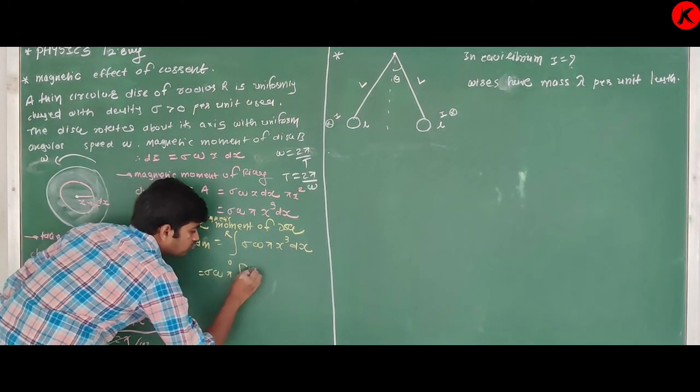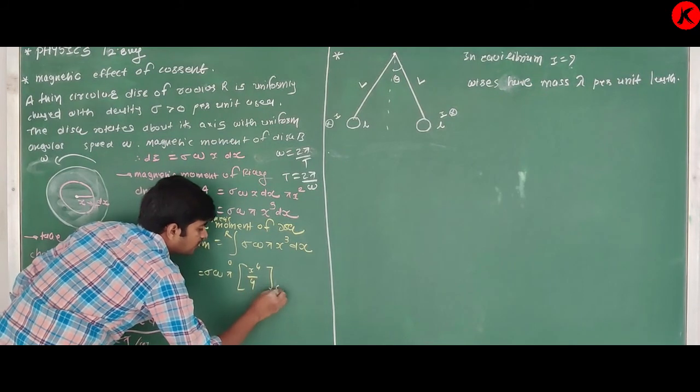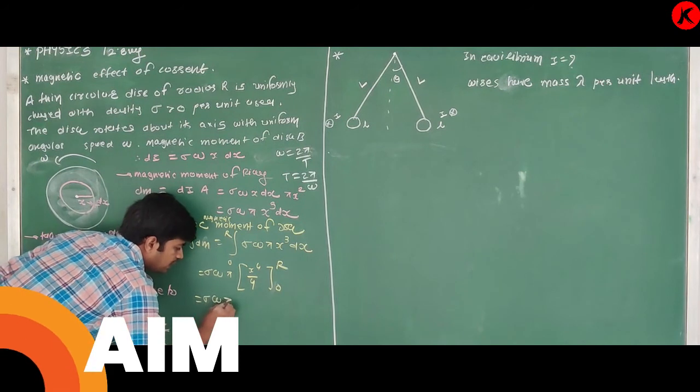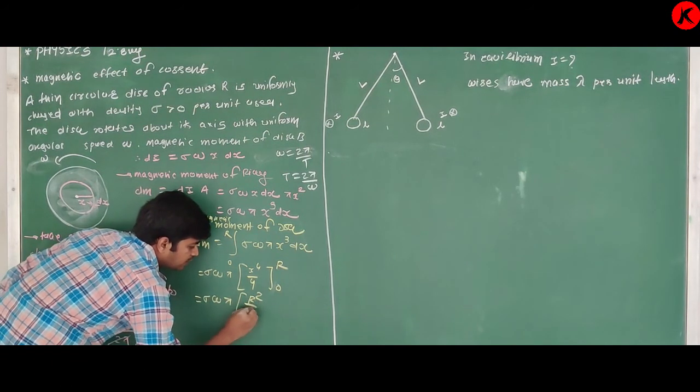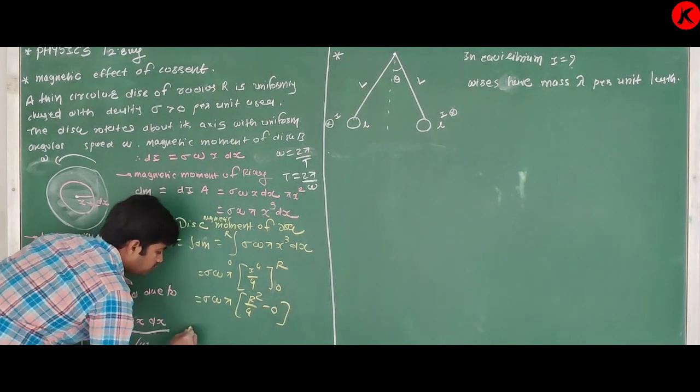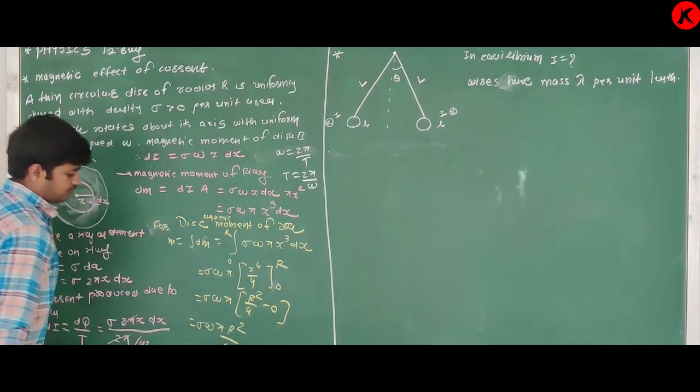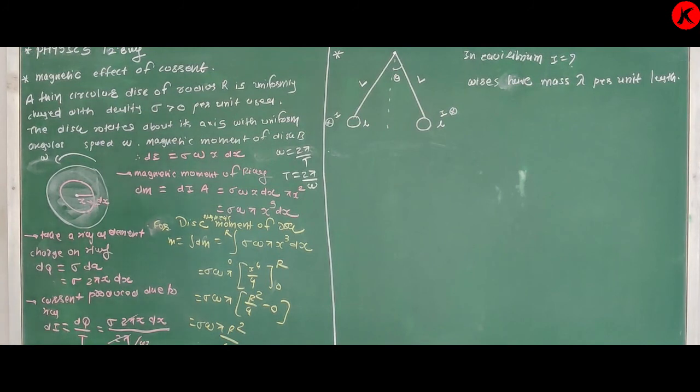What is the integration of x cube? It is x to the power 4 by 4. The limit is from 0 to r. So it is equal to sigma omega pi times r to the power 4 by 4 minus 0. So m is equal to sigma omega pi r to the power 4 by 4.